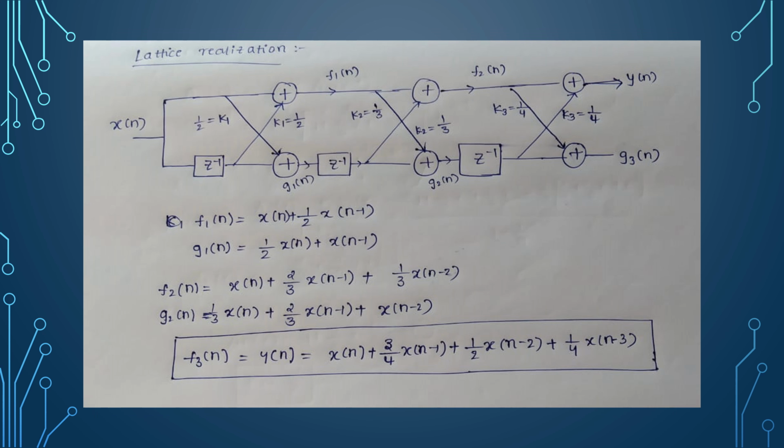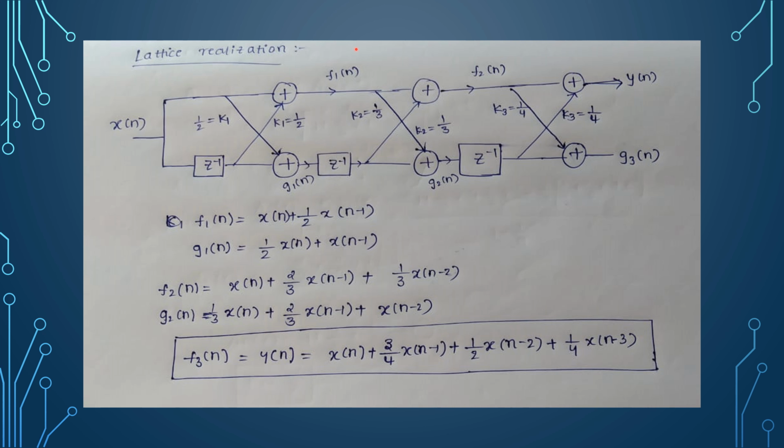Now we have the reflection coefficient for each stage. Using these reflection coefficients, adders and delay elements, we can realize the lattice structure in this way. Here f1(n) is the output of the first stage, which is given by x(n) + k1 x(n-1). And f2(n) is the output of the second stage, which can be given by f1(n) + k2 g1(n-1).